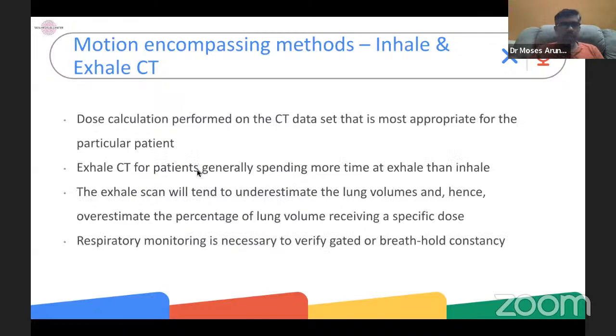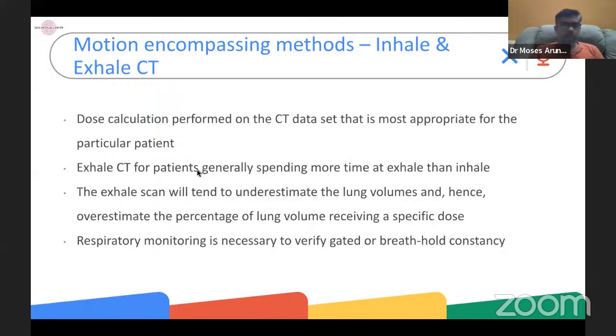So the dose calculation usually in these sorts of CT scans will be performed in a data set, either the exhale or the inhale, whichever is most appropriate for the patient. Patients are usually able to hold their breath more at exhale, so that is the one which is usually used for planning in these sorts of treatment techniques.